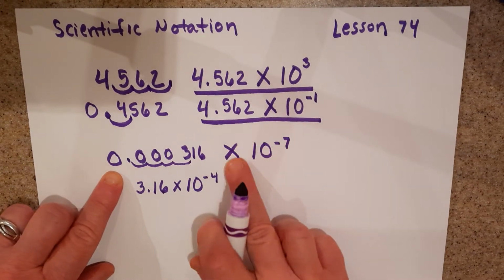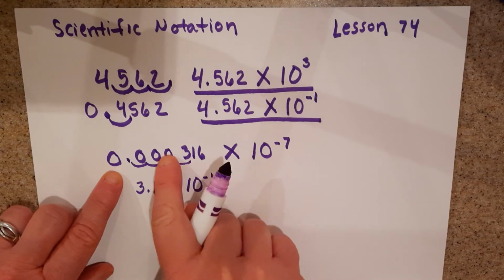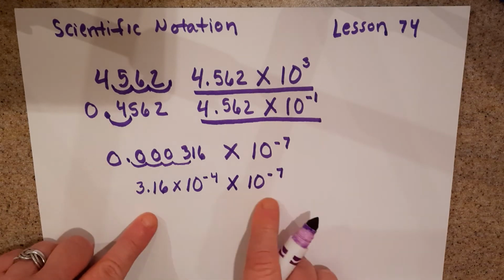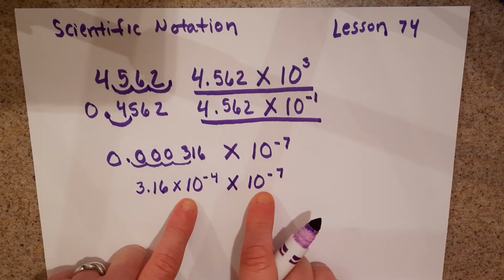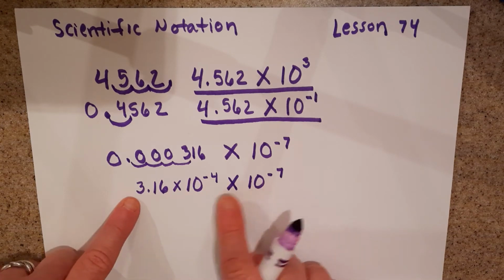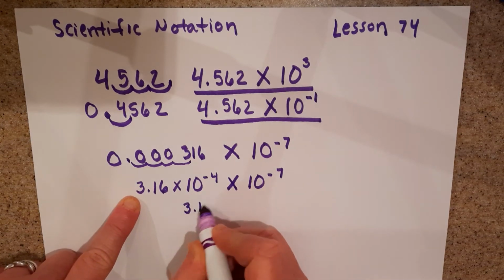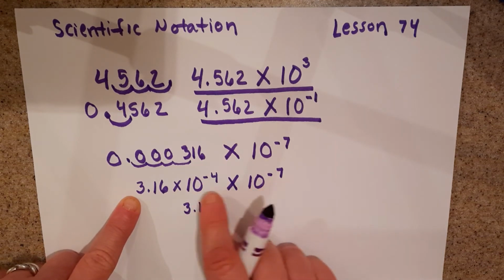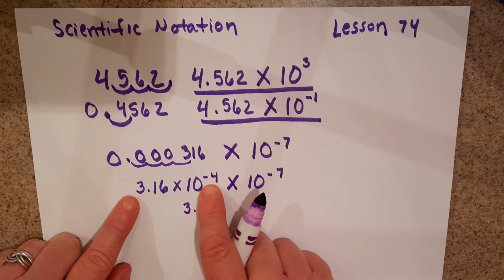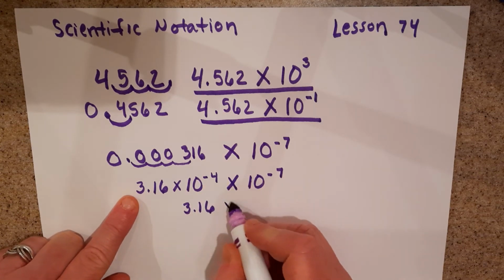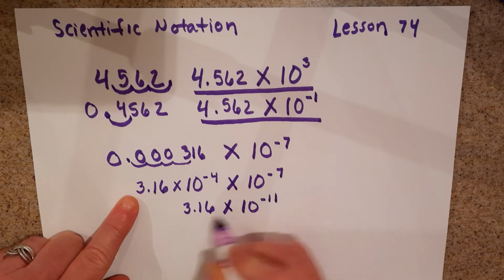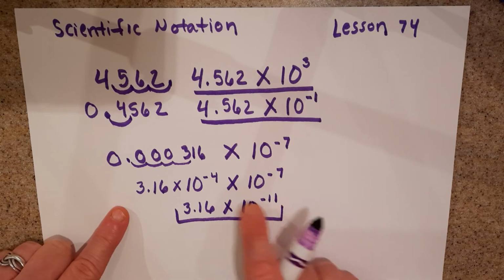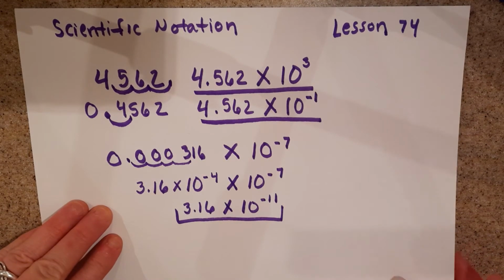But we still have this to contend with. So we still have to multiply this number by that. So we'll add that on the end. And now we can look at our like terms, so we can multiply them. So we'll keep our 3.16, and then we will multiply 10 to the negative 4 times 10 to the negative 7. So you just simply add the exponents. Negative 4 plus negative 7 equals negative 11. So that's our answer. 3.16 times 10 to the negative 11 is this multiplied together in scientific notation.